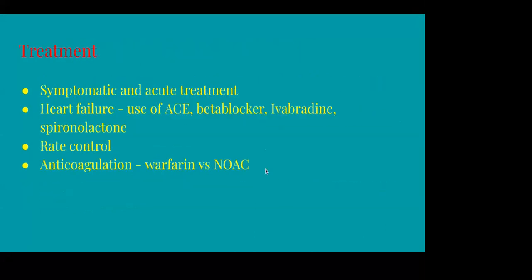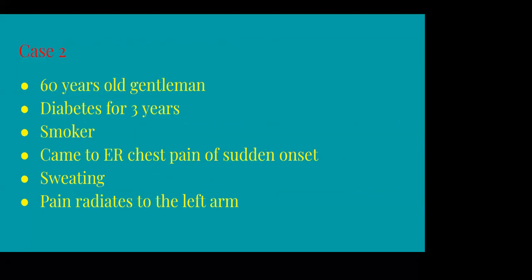Okay. Second case is a 60-year-old gentleman, diabetes for 3 years, who is a smoker, came to ER with chest pain of sudden onset, sweating, and pain radiates to the left arm. Anyone? What do you think is the diagnosis that you need to entertain here? And again, it's an acute case coming to emergency.